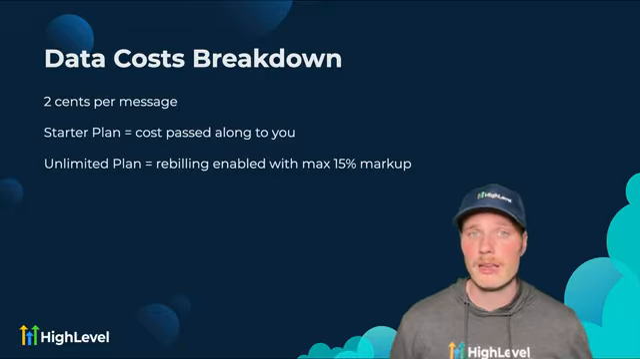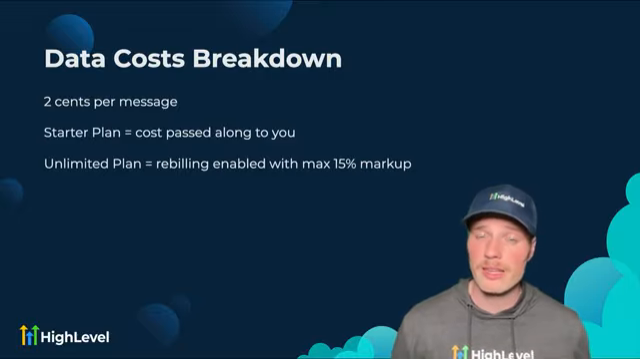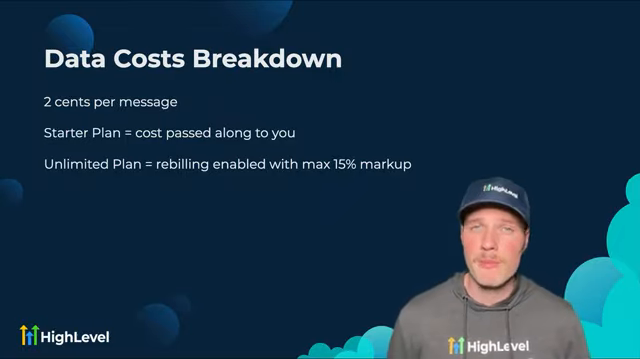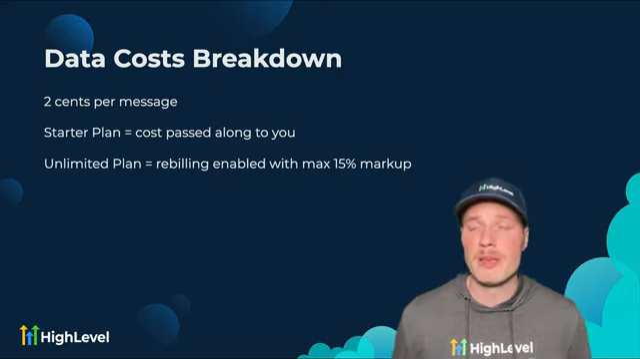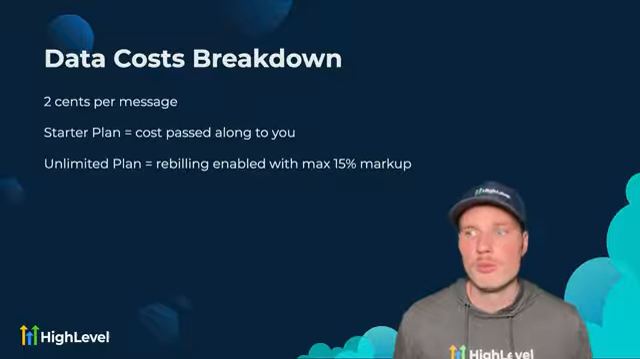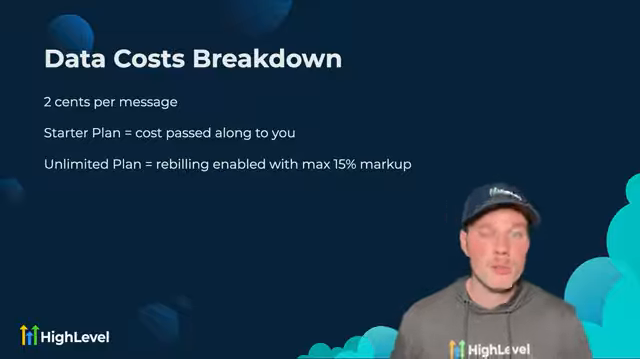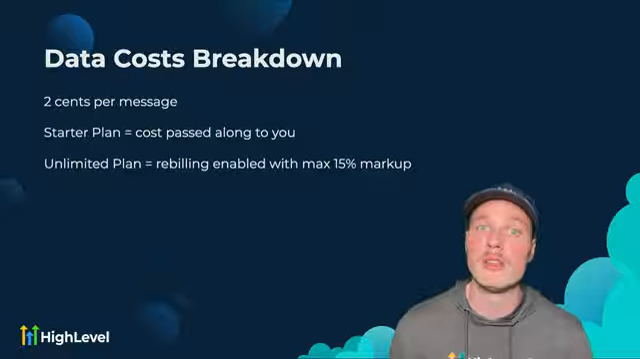If you're on the agency unlimited, $297 a month plan, then you're able to pass on the data charges directly to your client and even have the ability to mark them up by as much as 50%. So that would be a maximum of 2.3 cents per message, and then the 0.3 of a penny would be your margin.